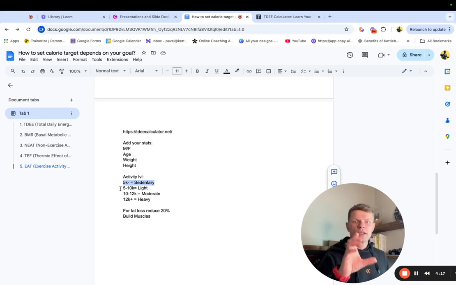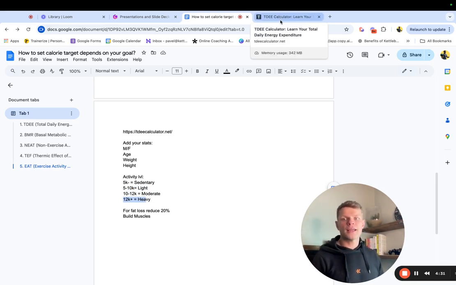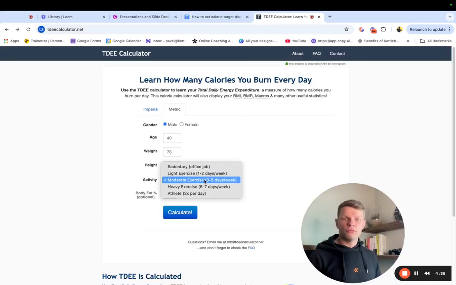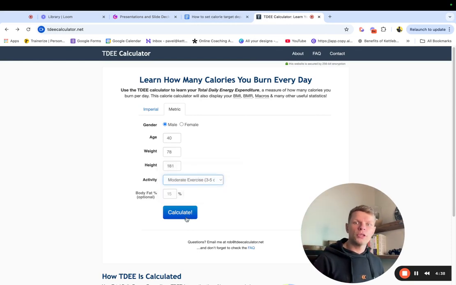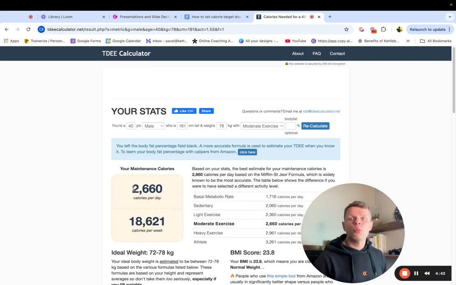Look at your last 3 months' average. If it's below 10,000, again, it's light. If you're just above 10,000, you're moderate. And if you move quite a bit, then you can select high. So now I know I'm on average between 10 and 12. I pick moderate, calculate, and it gave me a number. If I stay on this number, my weight will stay pretty much the same.